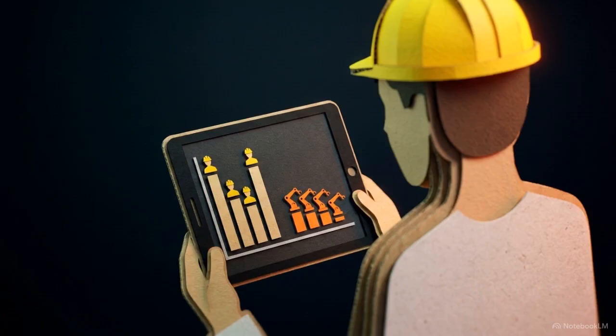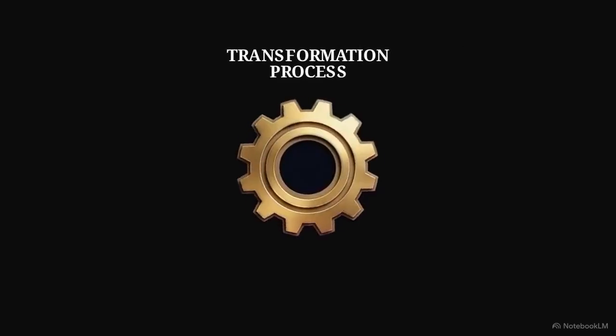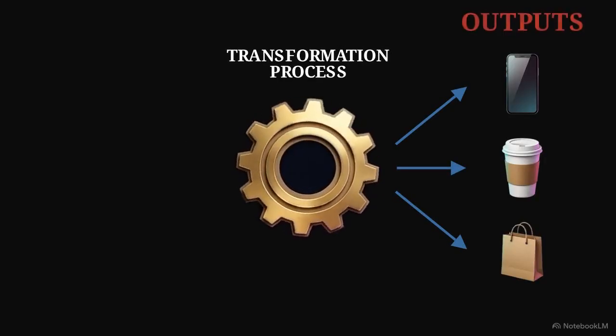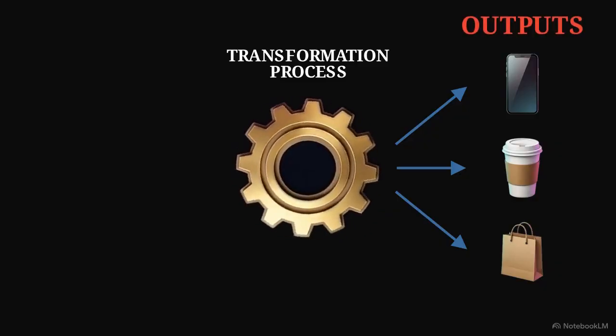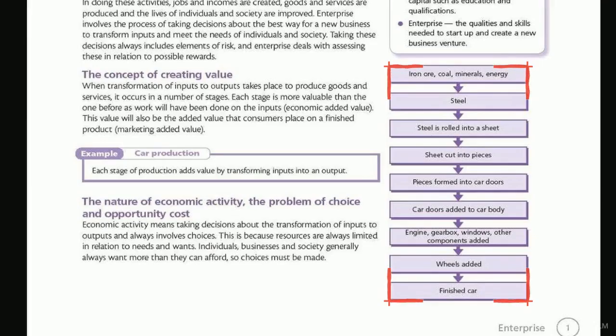This choice between labor and capital determines how efficiently a business uses its resources to keep costs low and maximize its output. Once the transformation process is complete, the engine generates outputs, the finished goods and services ready for consumers. For this engine to be sustainable, the business must achieve added value. In this flowchart of car production, added value is the difference between raw input costs and the final selling price.